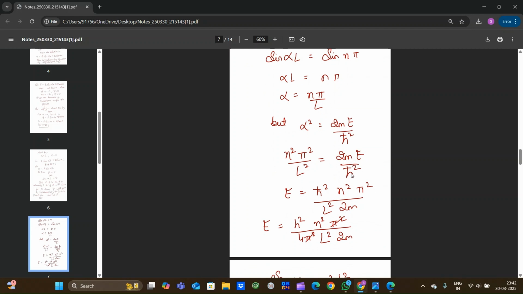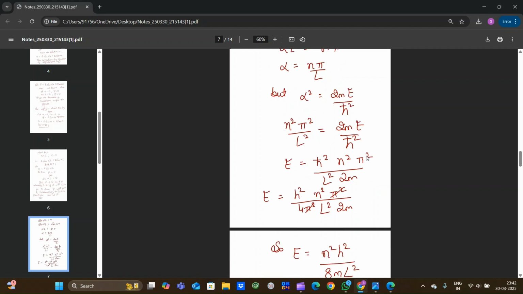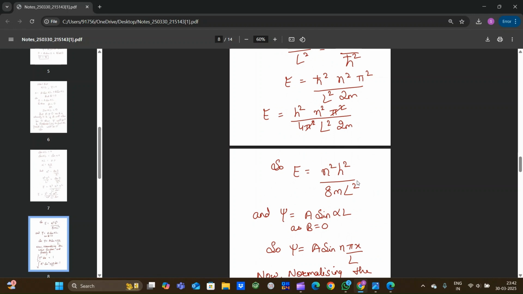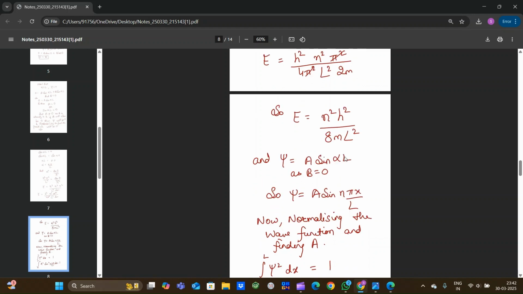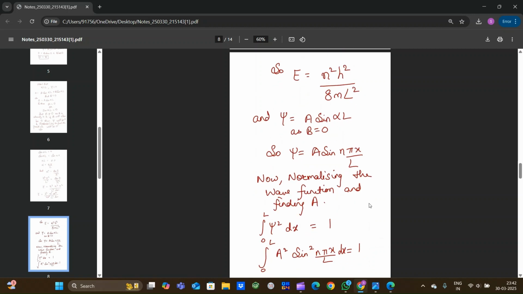Now we know that h bar is equal to h upon 2 pi, and on solving all this, we will get E is equal to n square h square by 8 m L square, and the corresponding wave function is psi is equal to a sin alpha x, where V is equal to 0. Now we will again put the value of alpha here, and we will get the wave function psi is equal to a sin n pi x by L. Now we need to find the value of this a.